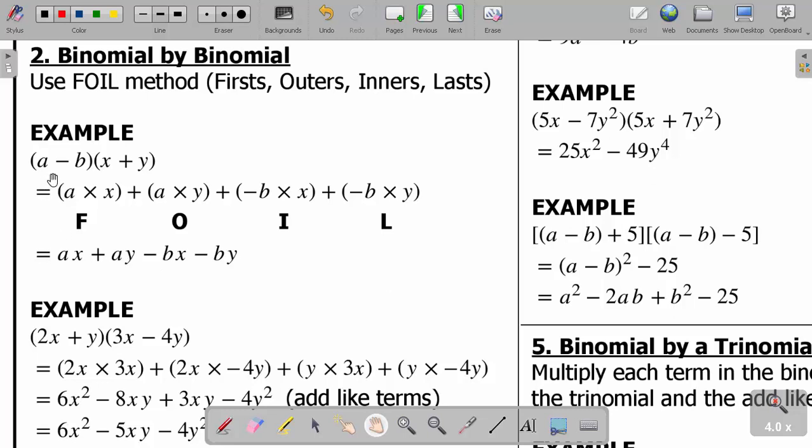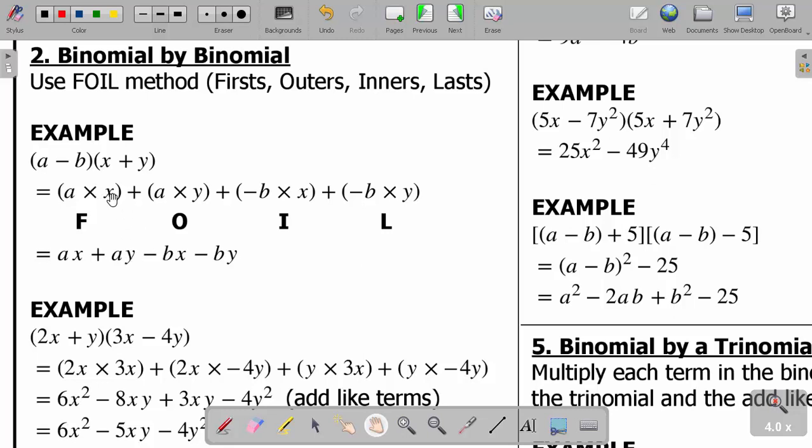So this is a minus b multiplied by x plus y. I want to explain this FOIL method. Now when we talk about the first, we mean multiply this first one times the first one. That means a multiplied by x, which gives us ax, okay, and then we go to what? Outers. Now outers means multiply this a by this last one here, which is the y. This is the outer one here, okay. That means a multiplied by y, which gives us ay.